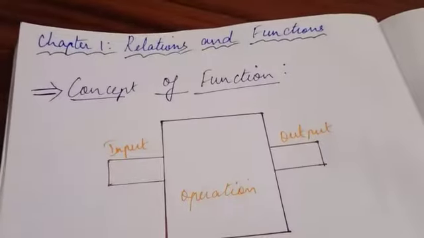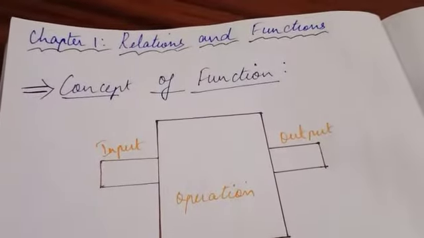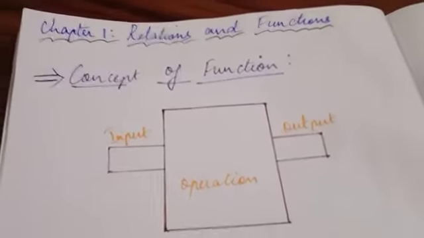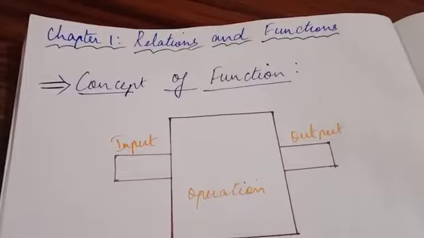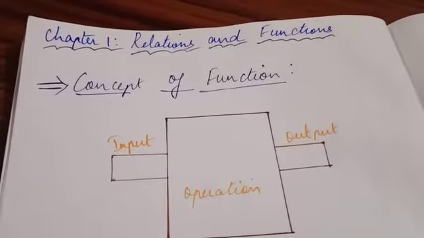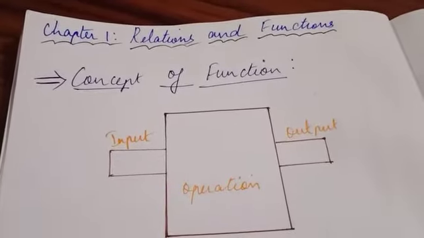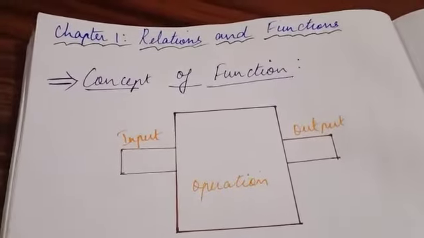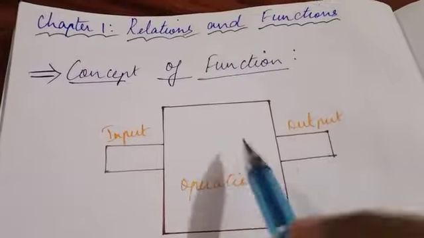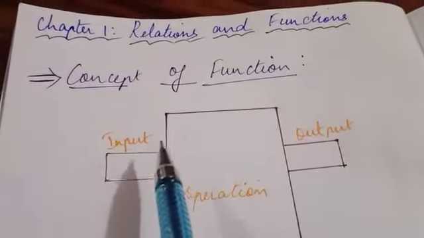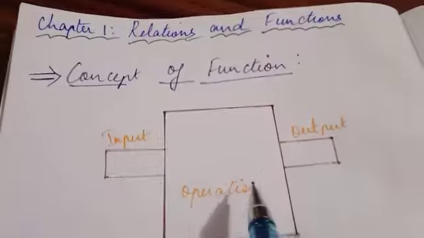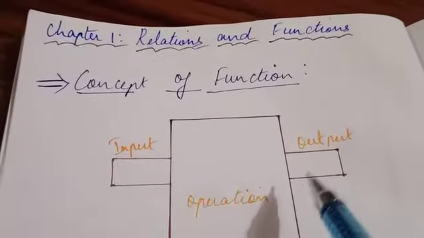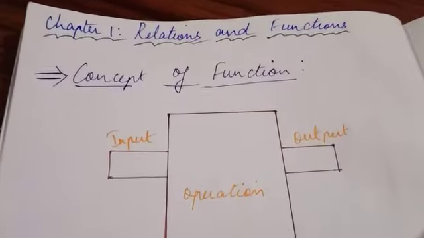Good morning, students. So, till now we have completed exercise 1.1 and 1.2. Today I'll explain the concept of function and its definition, and then we'll move on to exercise 1.3. So, what is a function? A function is a box like this. It has an input, it does some operation here, and then it gives an output.